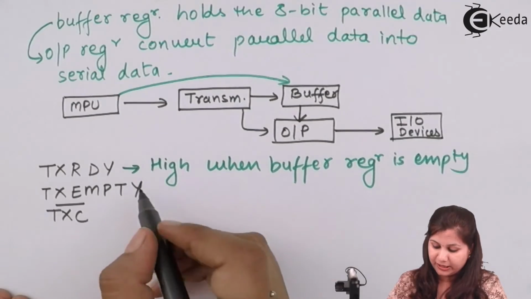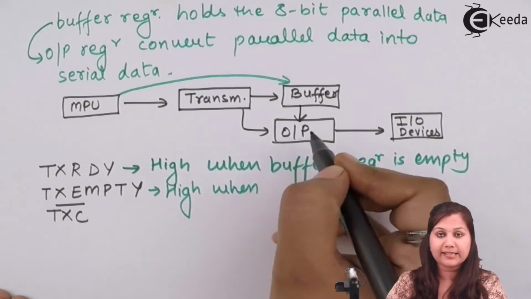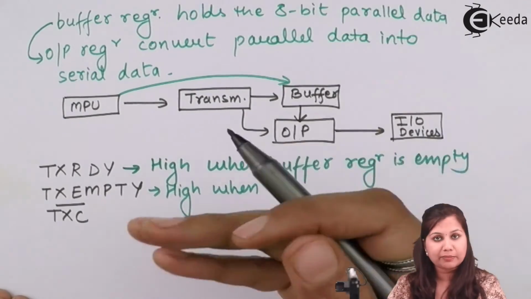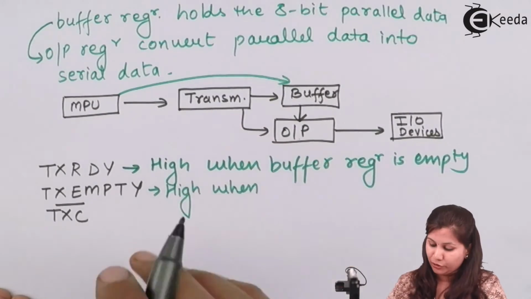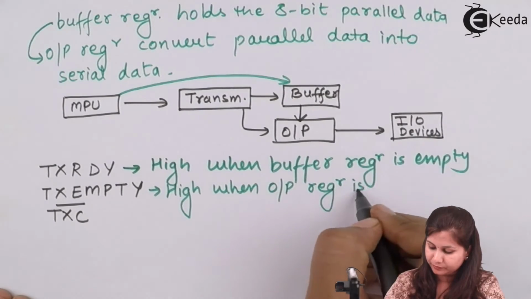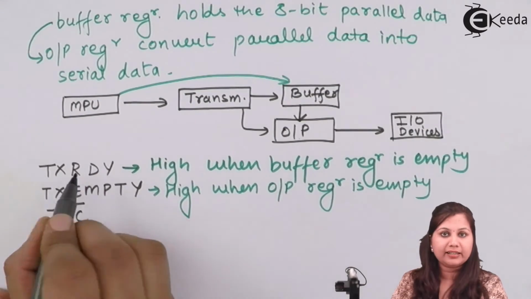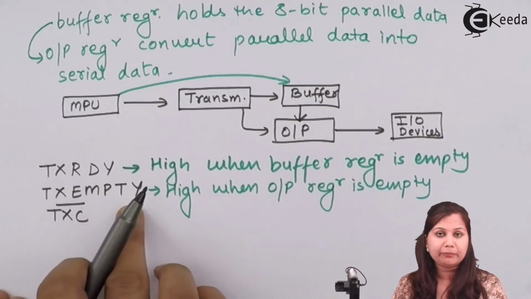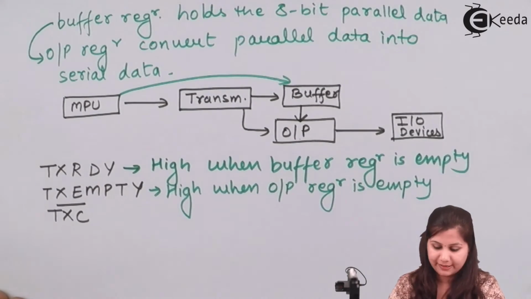When TX empty is high, it means the output register is empty, meaning the data that was in the output register has been transmitted to the input output devices. Now the next data can be loaded into it. So TX ready, transmitter ready, tells us the transmitter is ready to accept more data. TX empty means the transmitter has transmitted the data to the peripheral devices.